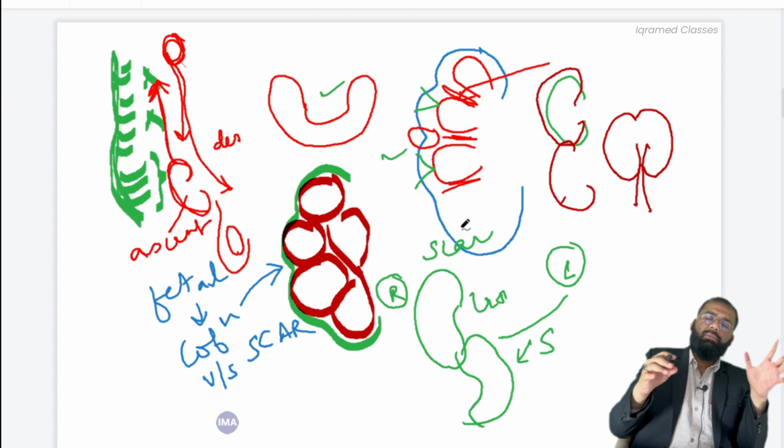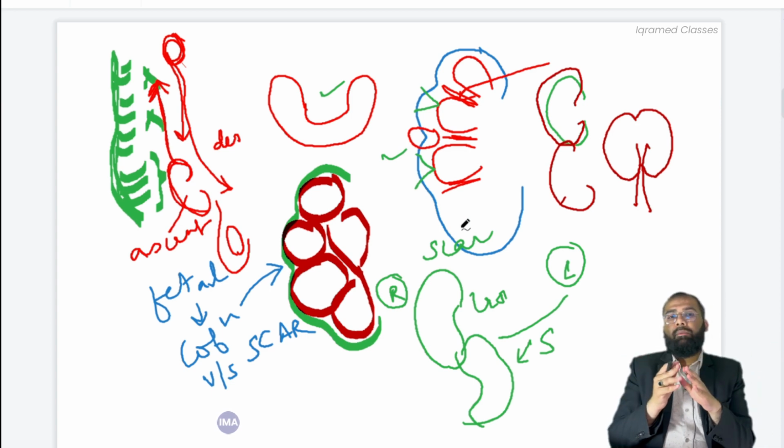So various possibilities of embryological defects or embryological variants are possible in cases of kidneys.